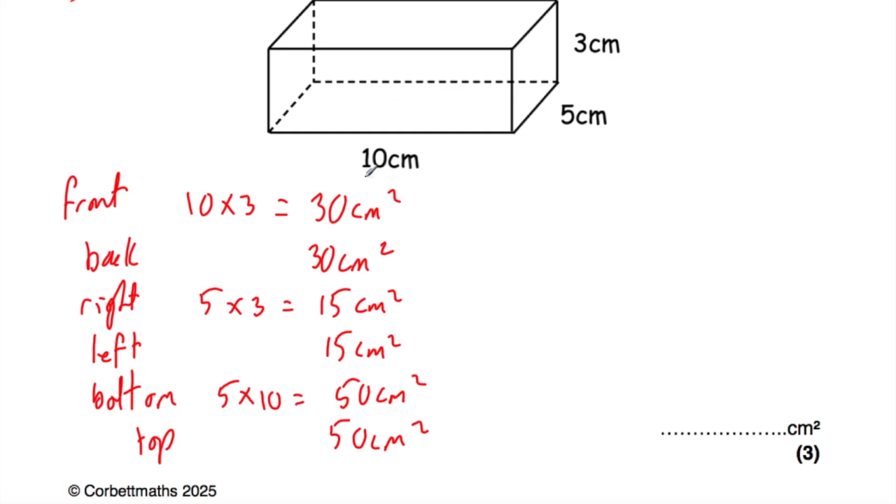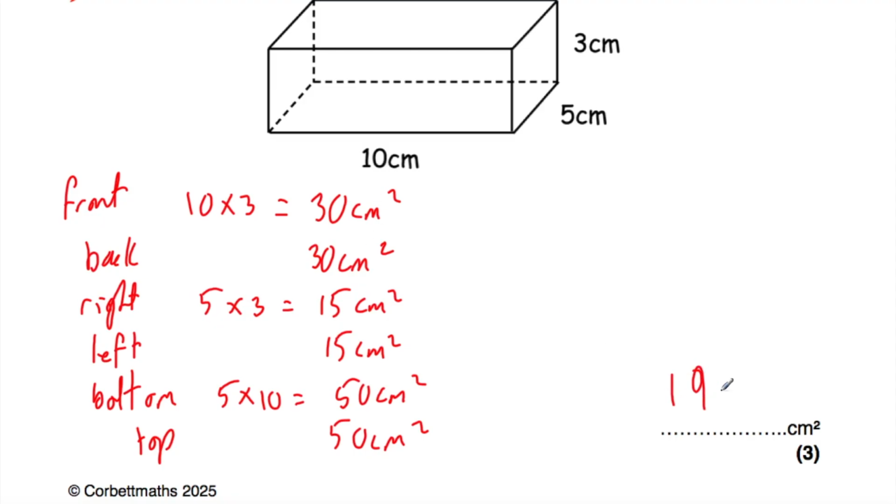If we want to find the total surface area of this cuboid, we just need to do 30 plus 30 plus 15 plus 15 plus 50 plus 50. Just add up those 6 areas, the area of all 6 faces. It's a non-calculator question. So 50 plus 50 is 100, plus 15 is 115, plus another 15 is 130, plus another 30 is 160, plus another 30 is 190.